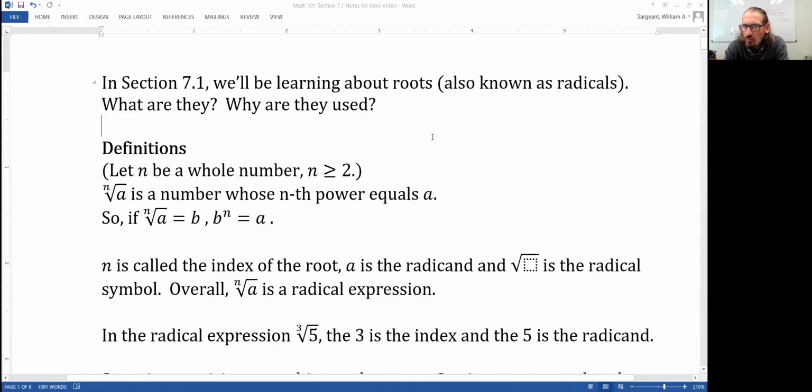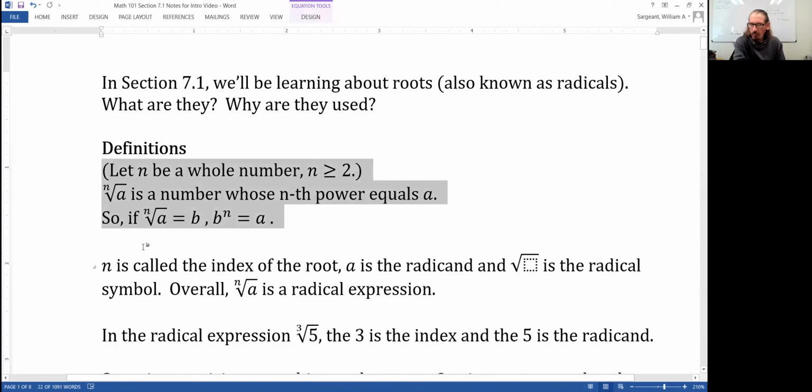And in this section, we take a look at roots, otherwise known as radicals, and we'll be seeing what they are and get a little bit of information about why we use them. So here we have our definition of what the nth root of a is. If you can find a number b such that b to the nth power is equal to a, then b is the nth root of a.